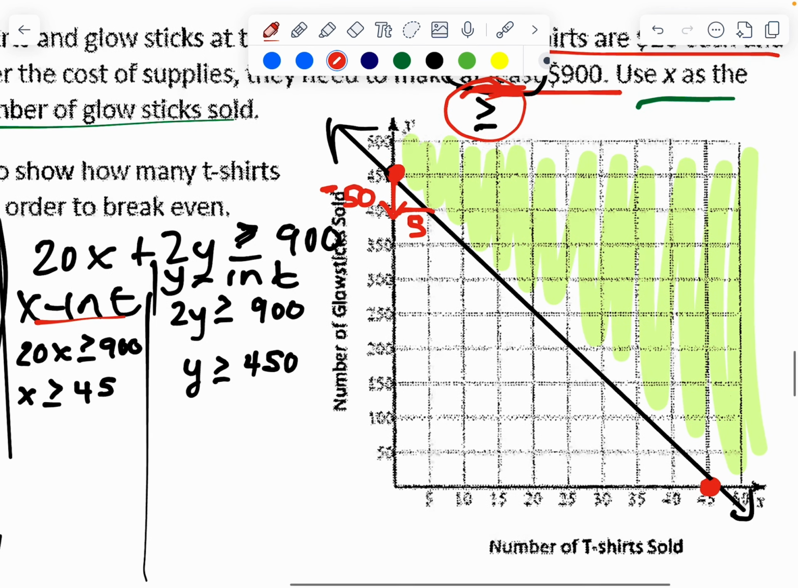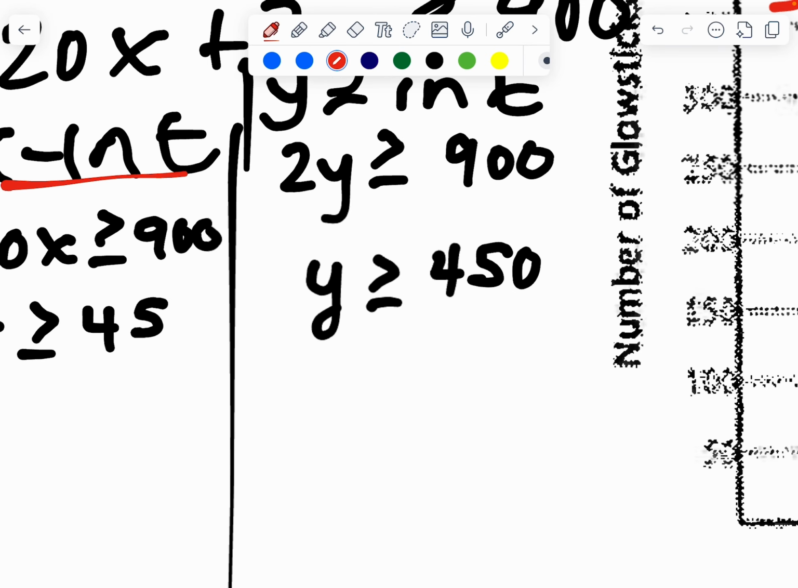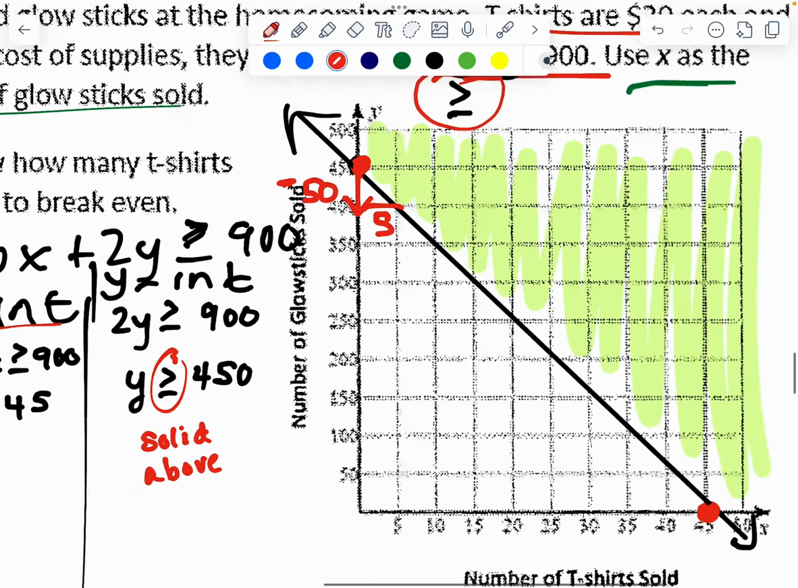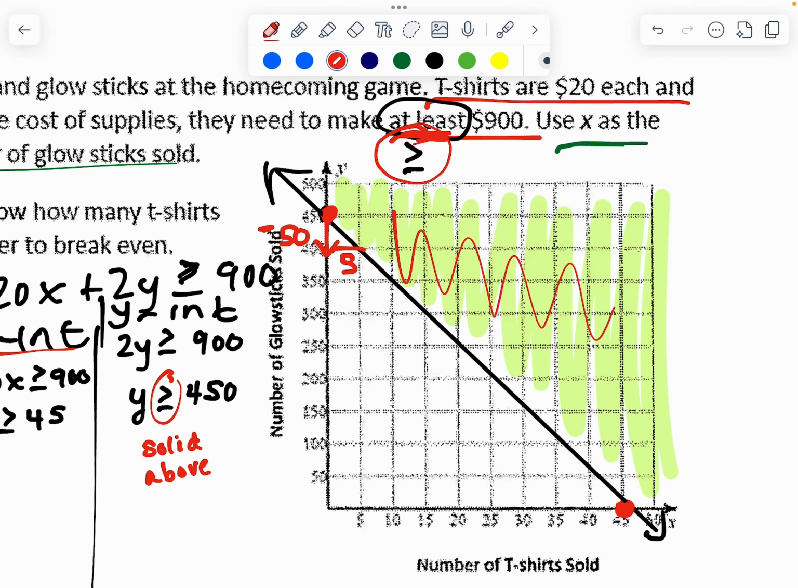So now I already have my graph. I don't need to worry about a slope because I have my x-intercept and my y-intercept. I can plot those points and draw the line. And then I can look to see: it's greater than or equal to, so I know it's going to be a solid line and it's going to be shaded above. So I drew my solid line and I shaded everything above.